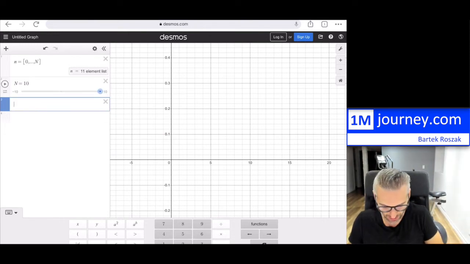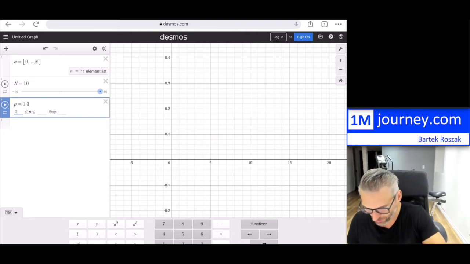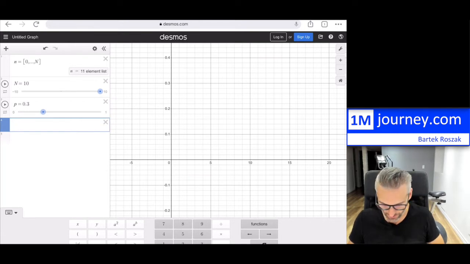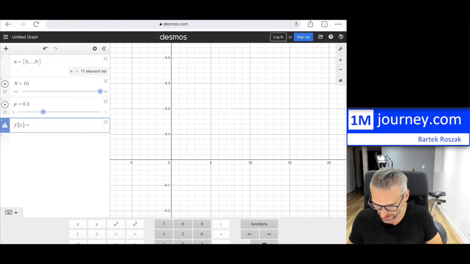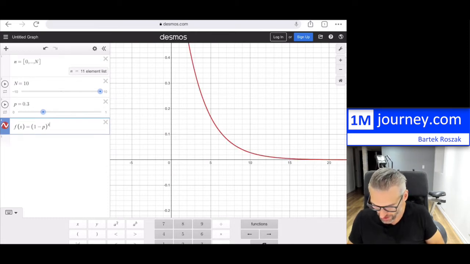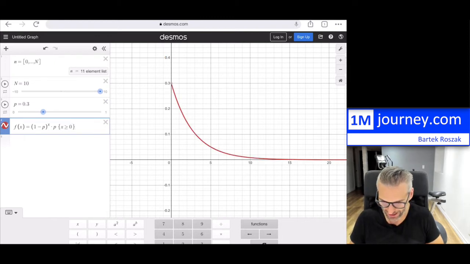What else do we need? We need the probability of success. So the probability of success is 0.3, I guess. Our probability is between 0 and 1. We need our function. So our distribution is (1 − p)^x multiplied by p. Now we're going to restrict this, so x has to be greater than or equal to 0.